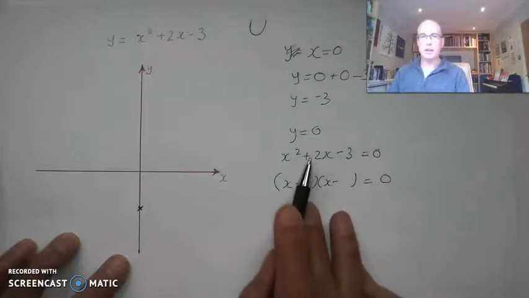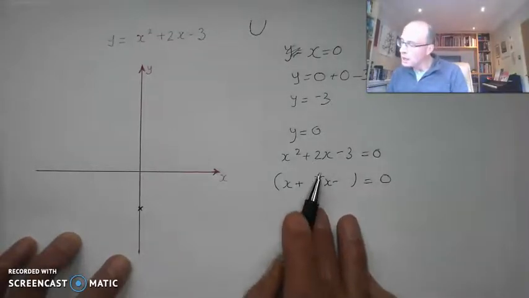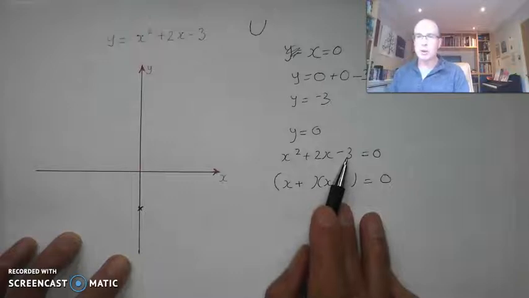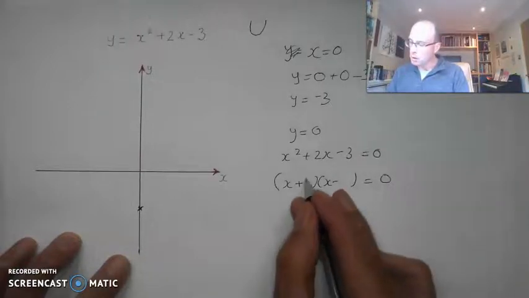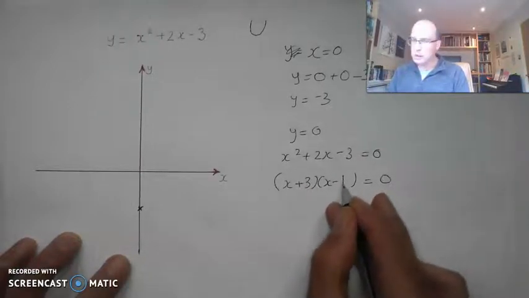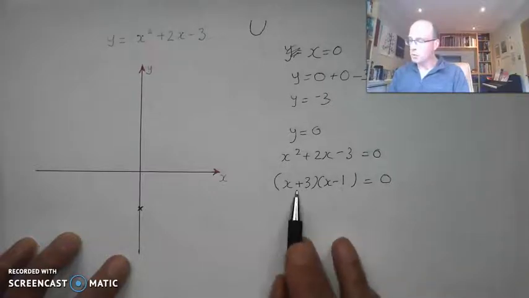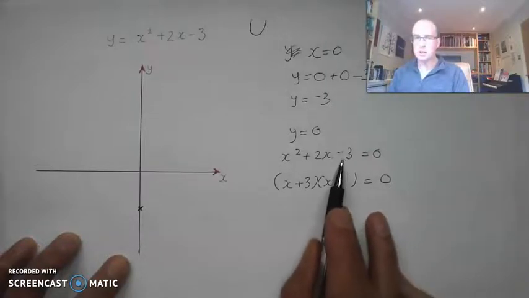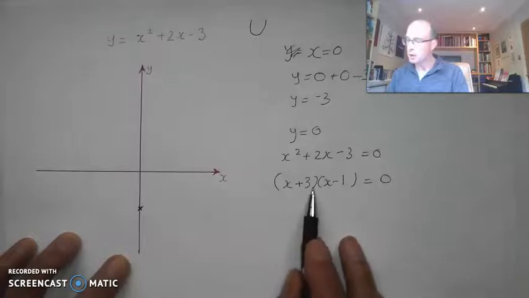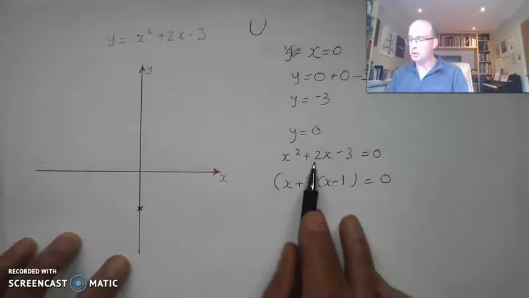A positive sign here, so I'm looking for more. My factors of 3 are going to be 3 and 1, positive 2. I reckon I'm going to be looking for plus 3 and negative 1. Let's double check. 3 and negative 1, product: 3 times negative 1 is my negative 3. Add them together, plus 3 take away 1 is plus 2.